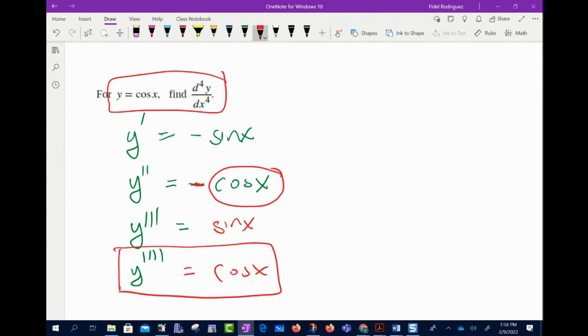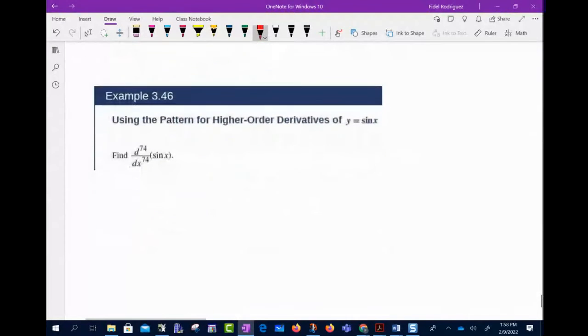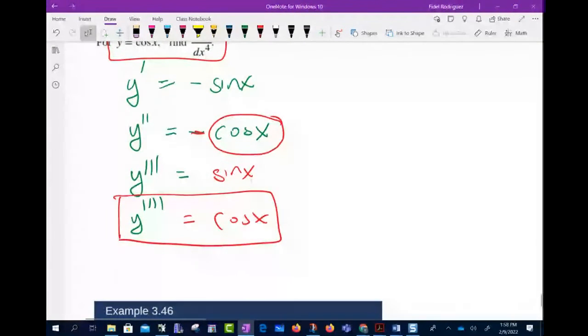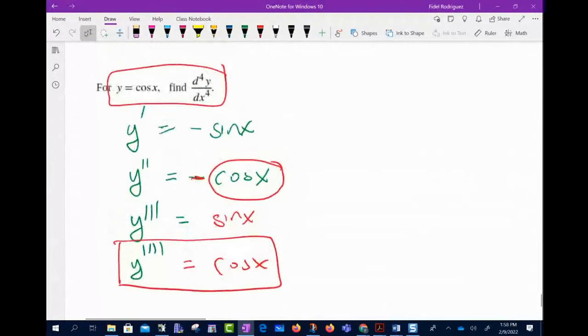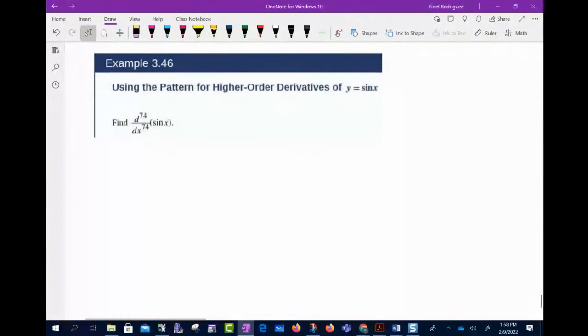Right? Okay. So now the question becomes, what derivative do we find? The fourth derivative, right? Okay, so now it says using the pattern for higher order derivatives of y equals sine of x, we're going to find the 74th.